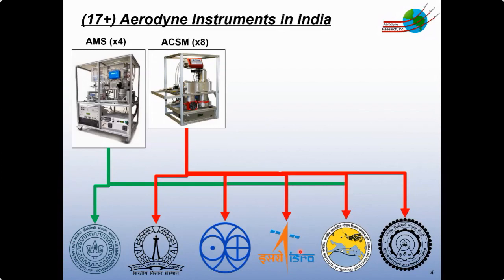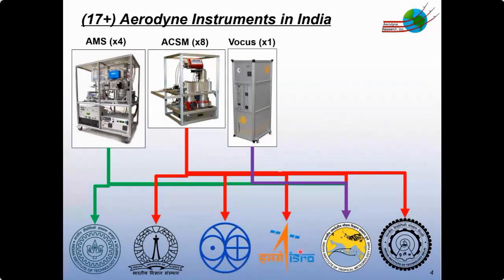The major differences being that it has unit mass resolution, unlike the AMS, which can resolve to much better than 1 unit mass, and it does not provide sizing information. But it's used routinely, and it is the instrument that we delivered most to India to date.